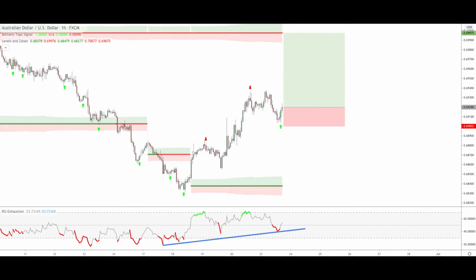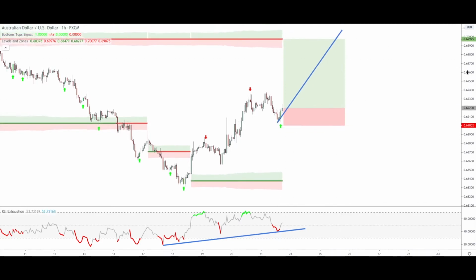What you can also do, as an extra confirmation or to set your target, is to take the length of the first impulse. You see one impulse here, and then project it to the upside. So you take the same length, you start from the lowest recent point and you project it to the upside. As you can see, we end up slightly higher than my target, so it means that if you want to be a bit more aggressive, you can place it here.